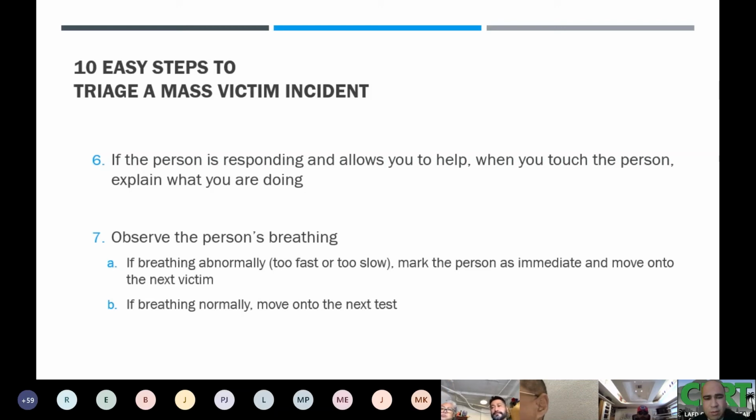Now's the time you're going to see if they're breathing too fast or too slow. And really honestly, as you're walking up, you should be noticing this. Again, you're not going to be counting if the person is really breathing 28 breaths a minute or is it 30. You're just visually assessing: this person looks like they're breathing way too fast or way too slow. If they're breathing normally, you move on to the next test. If they're breathing abnormally, again, too fast or way too slow, mark them as red and continue on.